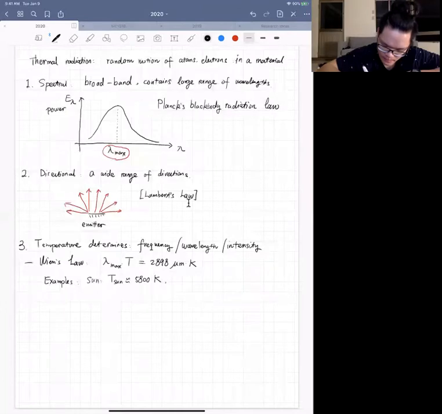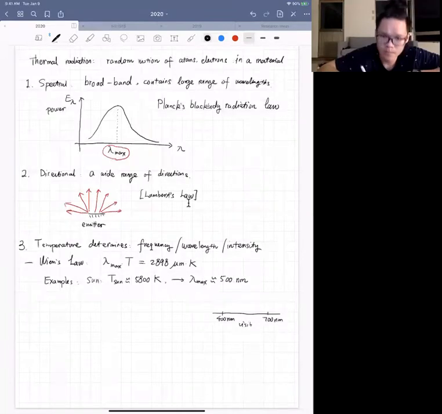Very hot, because of the nuclear fusion reactions happening inside the sun. If you do the calculation, the lambda max for the sun is about 500 nanometers. If you look at the EM spectrum we drew last time, from 400 nanometer to 700 nanometer is the visible range. So 500 nanometer is kind of in the middle of the visible range.